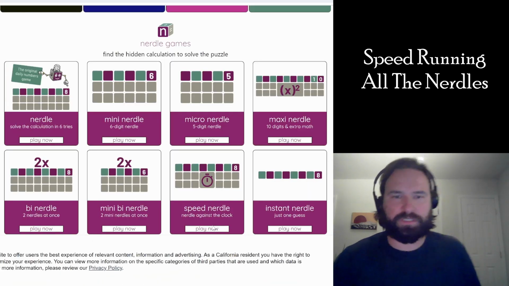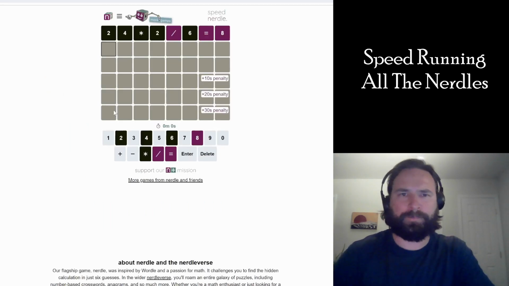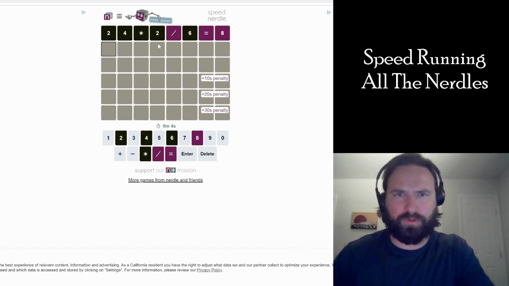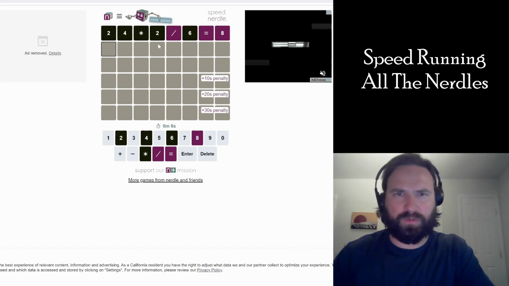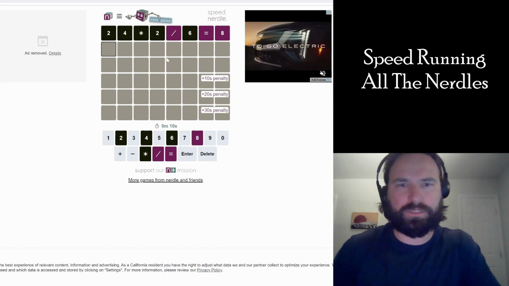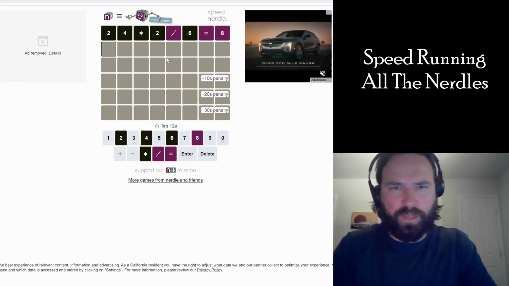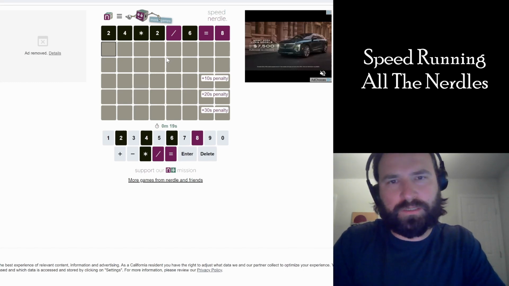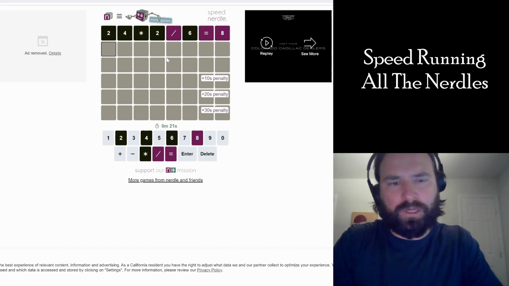Okay, speed Nerdle. Let's see how fast we can do this thing. Oh, they give you one. Oh, it's a division problem. It equals a double-digit number, so it's going to have to be a triple-digit number divided by a single-digit number equals a double-digit number, I think is the structure here. All we have is an 8. It has to be in the hundreds, right? It's not going to be some massive number. Maybe it will.